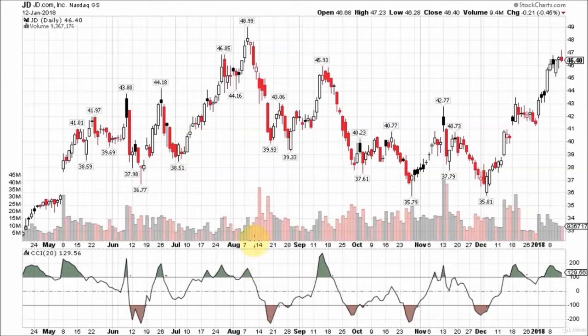Here's another sell signal, again with a very tall upper wick candle right here at $48.99. The sell signal came right here, and it fell all the way down to $39.33. This one worked best on this chart, where if you had sold right here, you would have been selling at about 45 and it fell to 37.61.